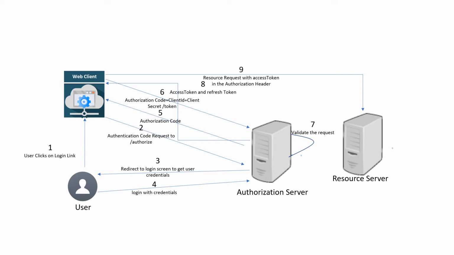This access token is valid for some time. With the access token you will get the refresh token also as part of the response, and you need to use that when your access token expires after some time. So when you are again trying to access different resources using that access token, the web client will call the resource request with the access token in the authorization header.